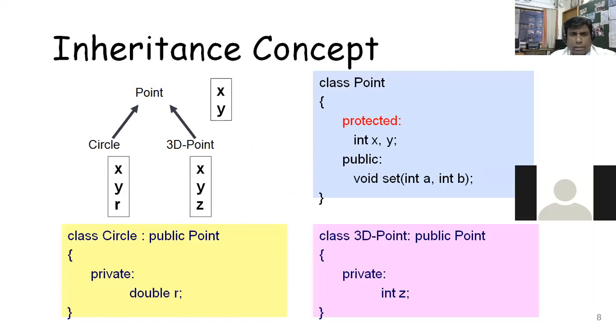Simple. Look at this. There are two classes, circle and 3D point. Both are inheriting from point. Point is the main class. Look at this class point. Protected integer x, y, two variables we are declaring as protected type. This is the public. One member function of the class point is declared as public. Look at this, how we can inherit.